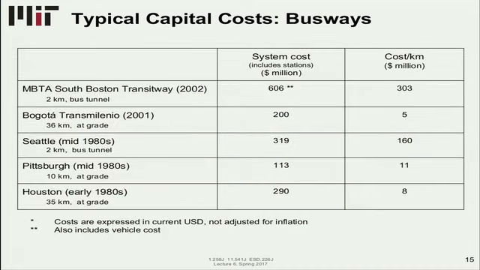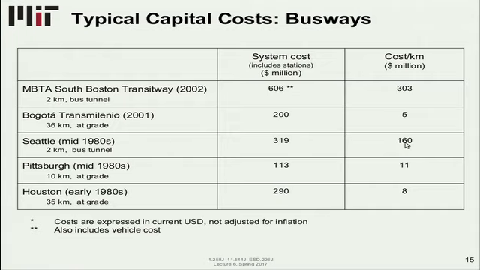Okay. Busways. So the South Boston Transitway was 2 kilometers. That was the Silver Line Tunnel, right? Cost $606 million. That does include the purchase of vehicles. And so 303 million per kilometer. Transmilenio was 36 kilometers at grade in the early 2000s. 200 million, 5 million per kilometer. Seattle, 2 kilometers, bus tunnel, 319 million, 160 million per kilometer.